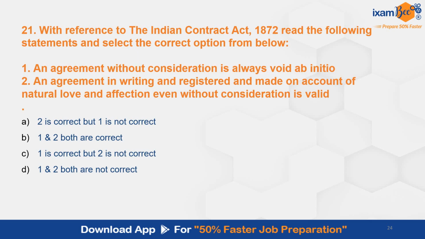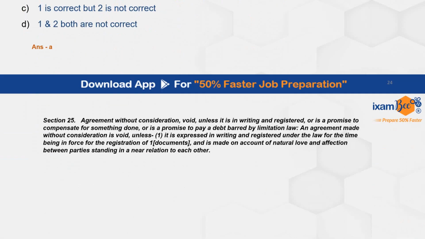With reference to Indian Contract Act, read the following statements and select the correct option from below. An agreement without consideration is always void ab initio. An agreement in writing is registered and made on account of natural love and affection, even without consideration, is valid. The correct answer here is A. 2 is correct, but 1 is not correct.